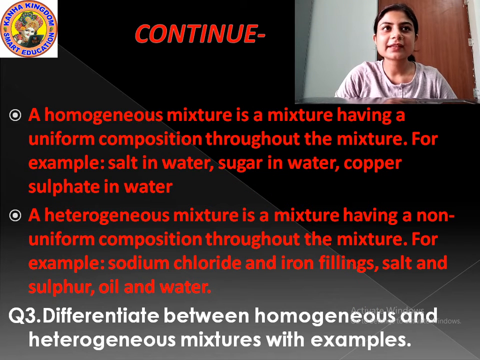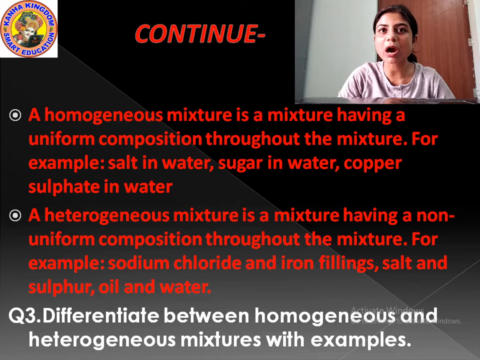So students, the answer is, a homogeneous mixture is a mixture having a uniform composition throughout the mixture. For example, salt in water, sugar in water, copper sulfate in water. A heterogeneous mixture is a mixture having a non-uniform composition throughout the mixture. For example, sodium chloride and iron filings, salt and sulfur, oil and water.